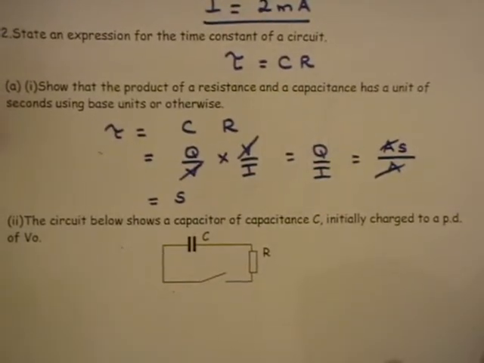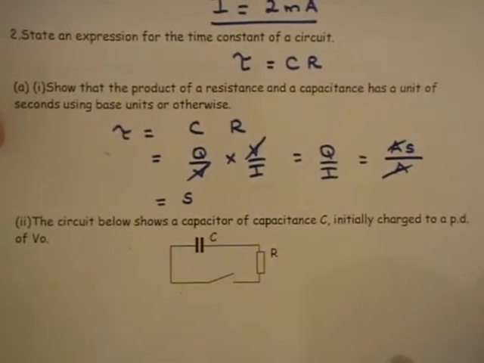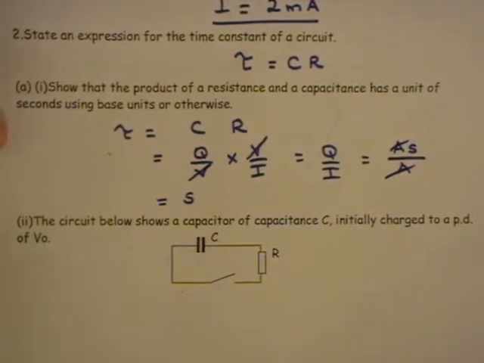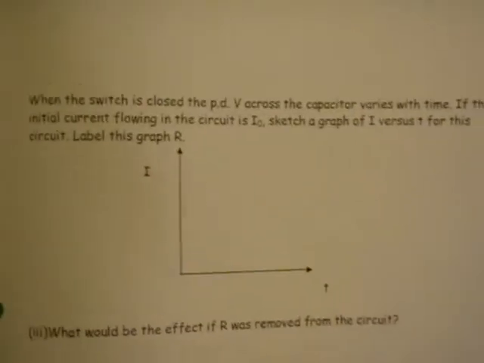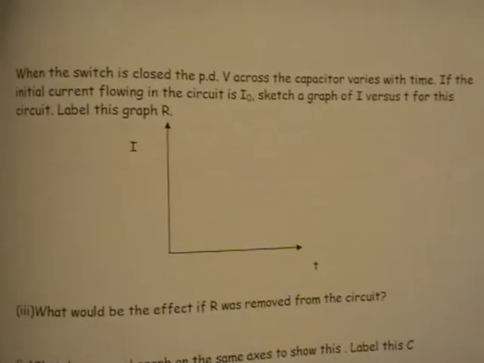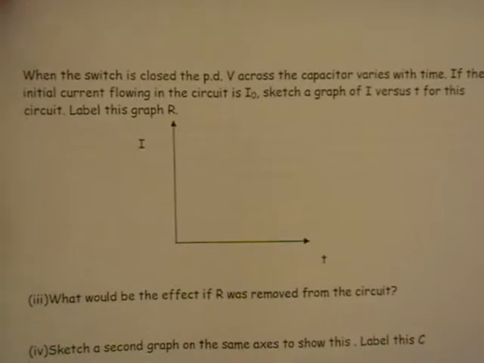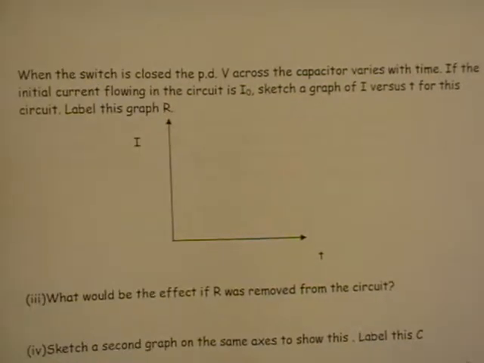The circuit below shows a capacitor of capacitance C. It's initially charged to a potential difference of V0. As you can see in this circuit, there's a resistor, a capacitor and a switch. And the capacitor is already charged to a potential difference of V0. So page 3. When the switch is closed, the PD across the capacitor varies with time. If the initial current flowing in this circuit is I0, sketch a graph of I versus t for this circuit.